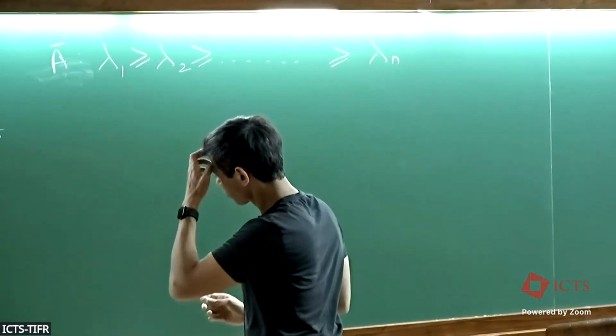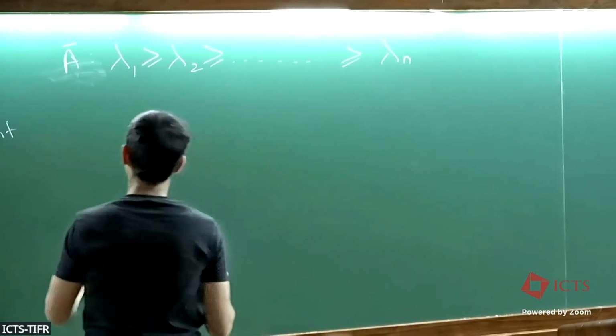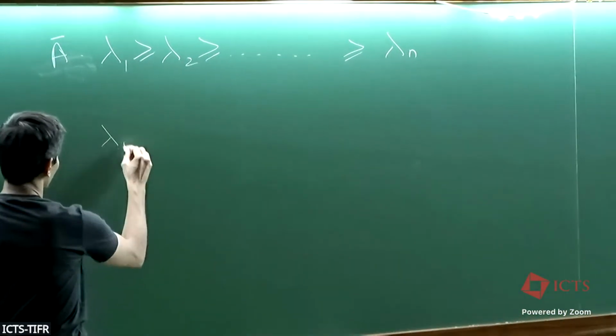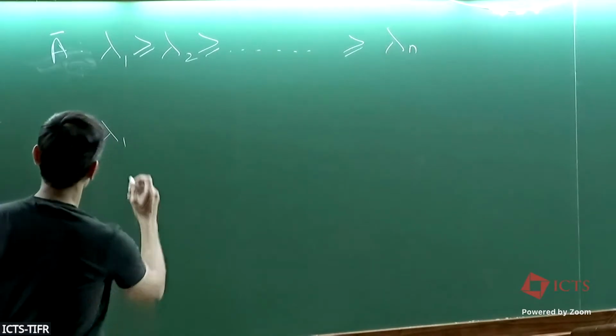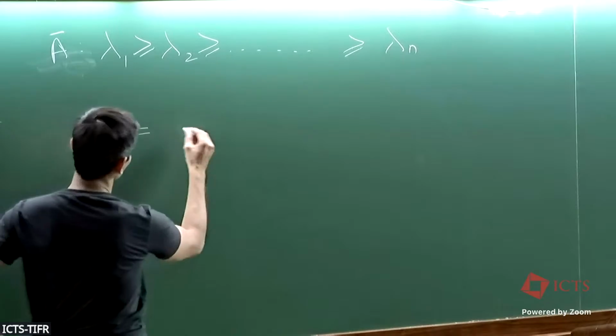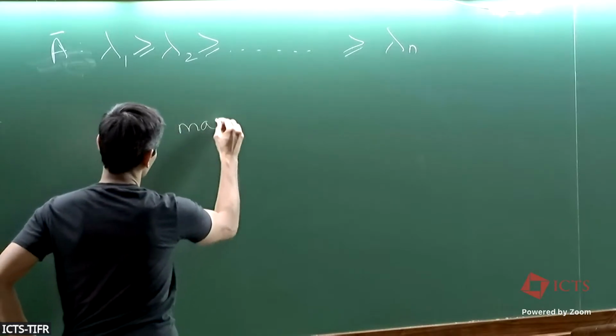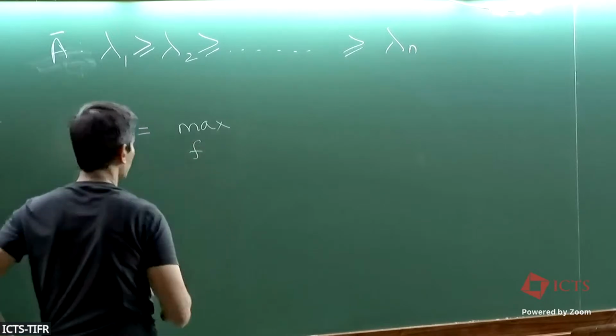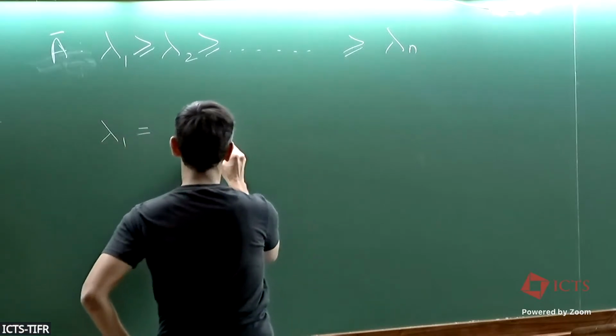And then it is true that lambda 1 is equal to the max, or maybe correctly speaking supremum, but let's say max, of the Rayleigh quotient over F which is non-zero.